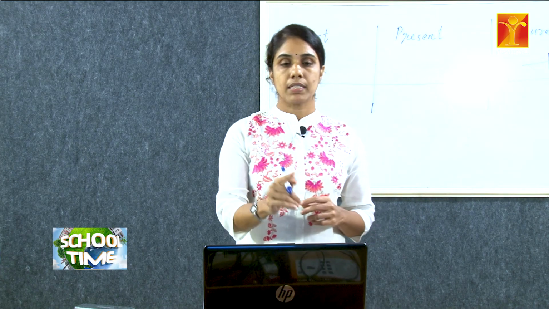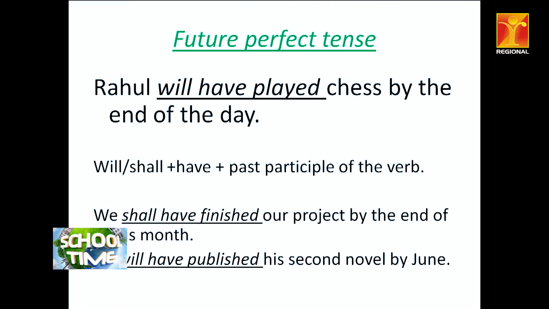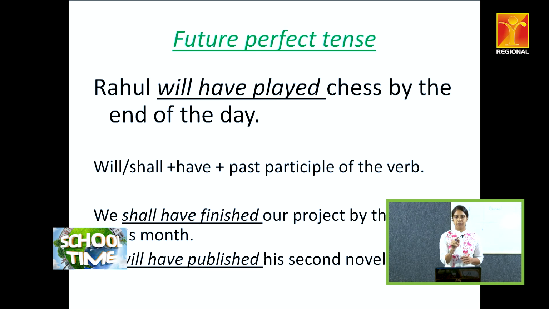Another example, and before that we should know the form of the verb. Will or shall plus have plus past participle of the verb is used here. See, will is there. Rahul will have played. Then have. After that played, the past participle of the verb play. So will or shall plus have plus past participle of the verb is used in this tense, future perfect tense.